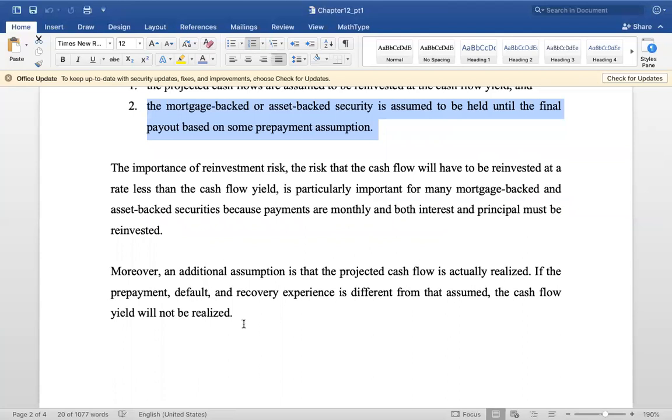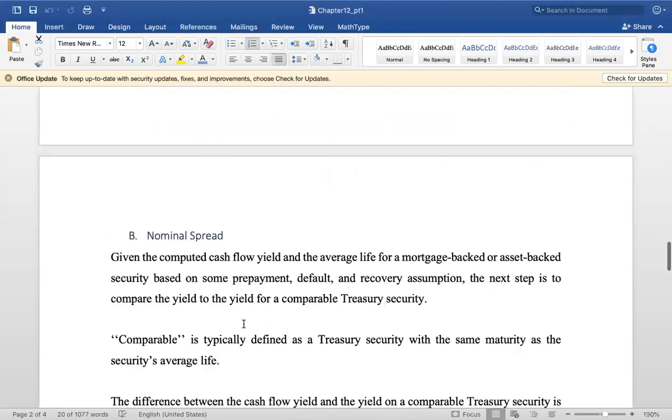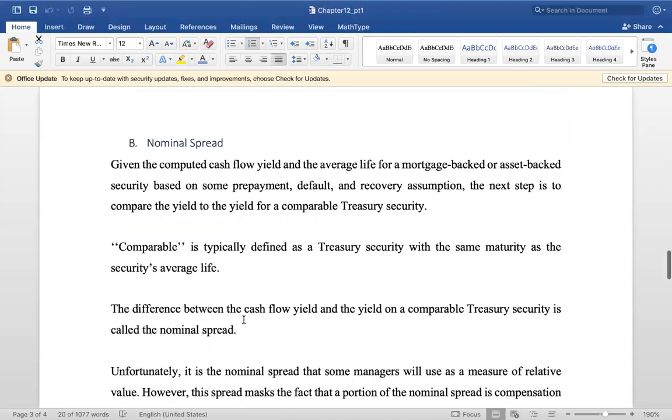Also, an additional assumption is that the project cash flow is actually realized. If the prepayment, default, and recovery experience is different from the assumed, then the cash flow yield will not be realized. Okay. Remember, when we discussed the yields, we also discussed the concepts related to nominal spread.